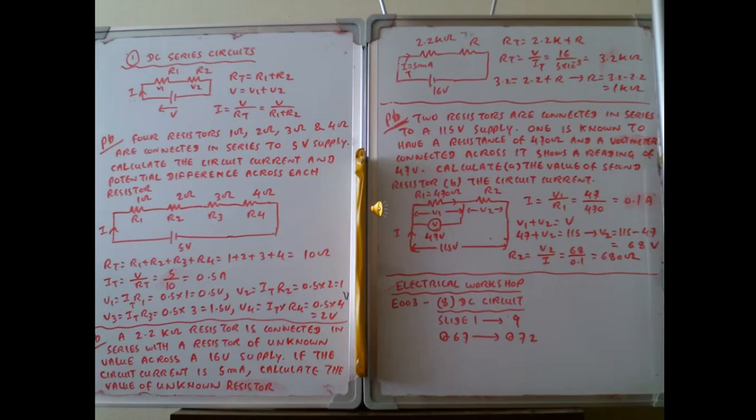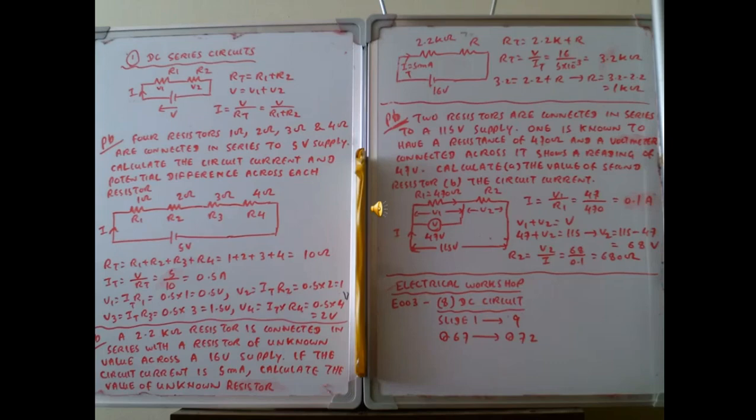These two resistors are connected in series, and therefore the same current will flow into each resistor. So the current flowing into R1 can be calculated as V1 by R1. This current I is also the same as the total current I. So we can calculate the total current I as V1 by R1. V1 is 47 volt and R1 is 470, then you get 0.1 ampere. So this is the total current flowing into the resistors.